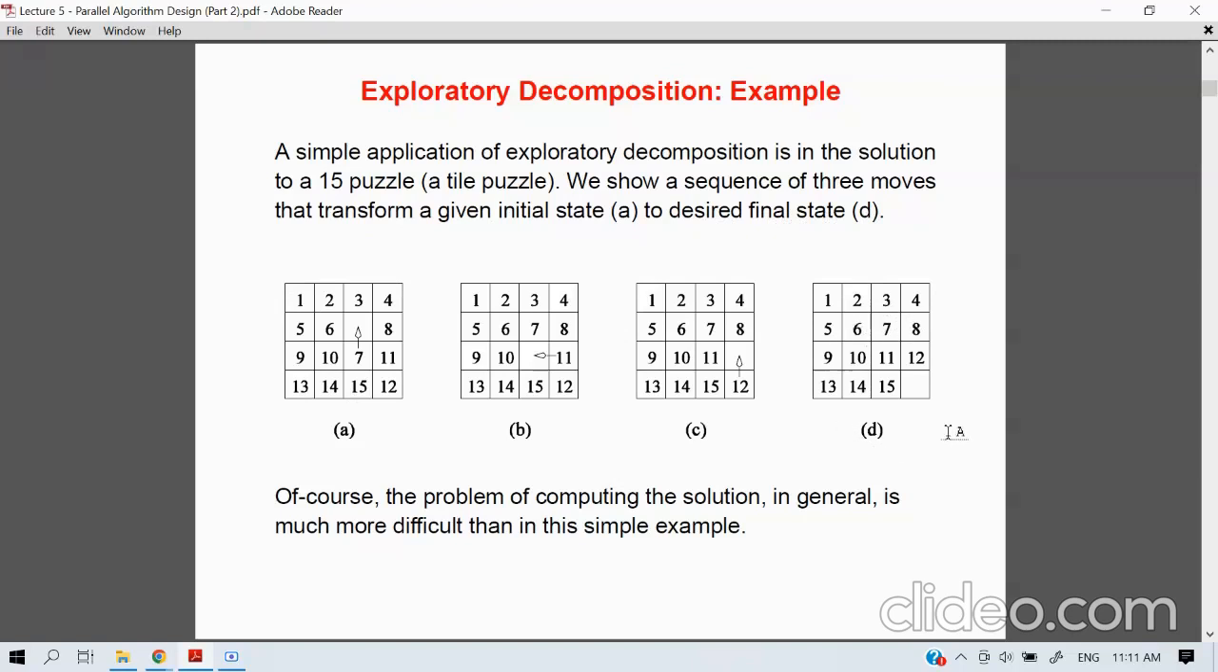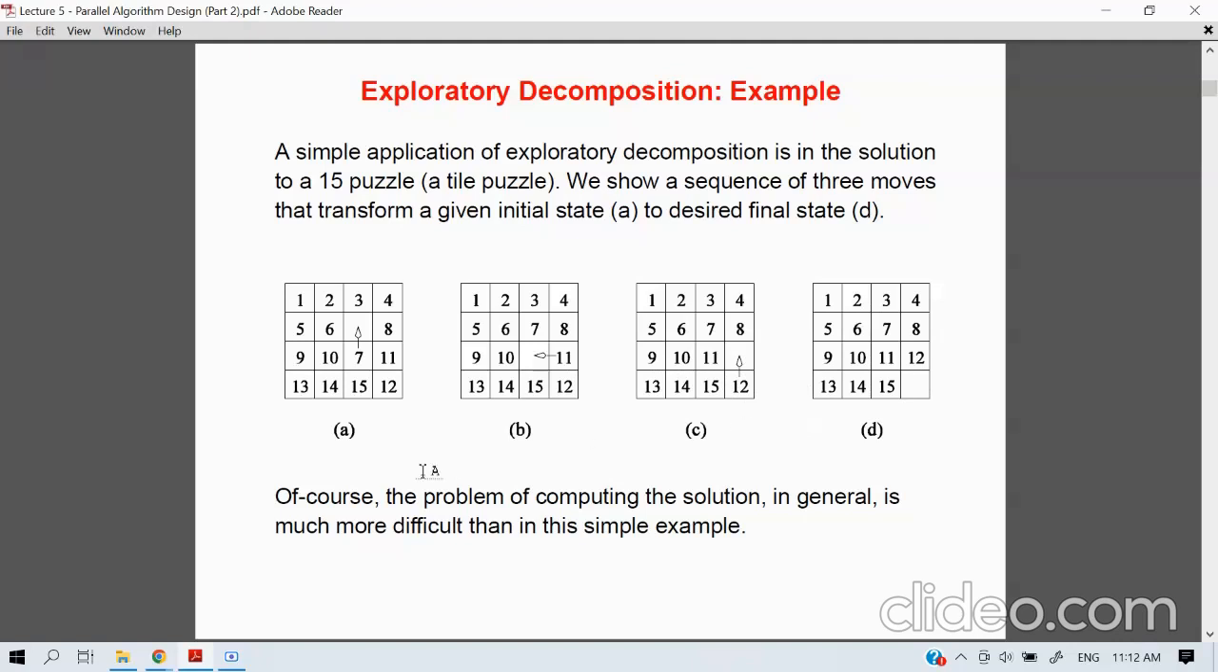So we want to get this desired state from state A, and we need to try and error. In this case, we have three moves. At the right side of 6 there is an empty space. The first move is the 7 moving up, then the second, 11, moves to the left, and then in C, number 12 moves up. This is the desired final state that we want to search.